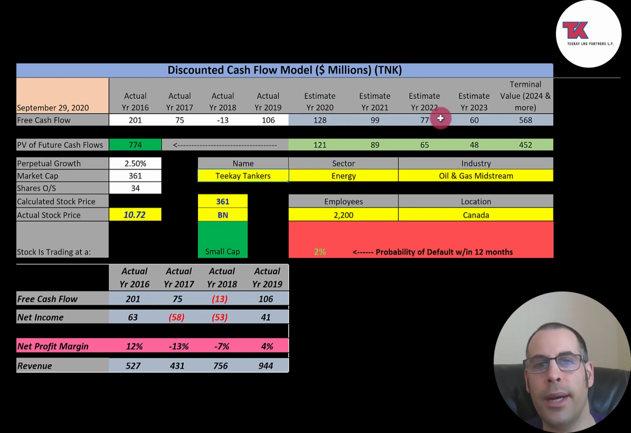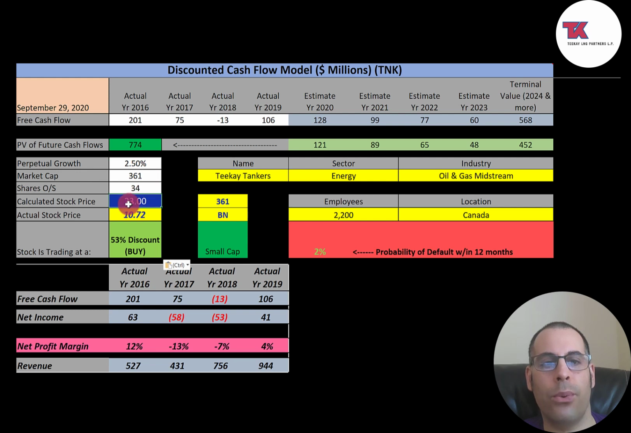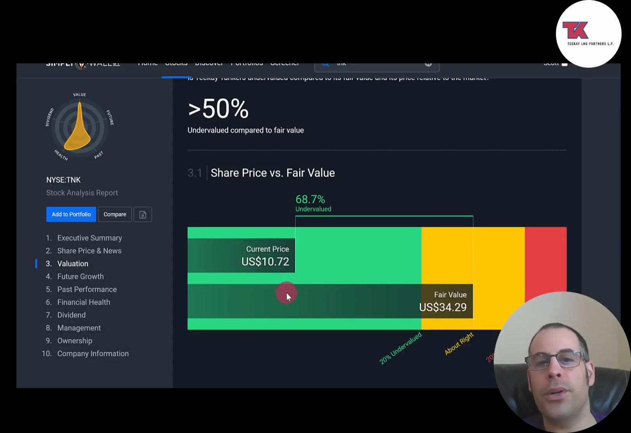We estimated 4 years of future free cash flows. We also estimated a terminal value, which is all cash flows past year 4, that's 568 million. We discounted these numbers back to today using the weighted average cost of capital. We get a value of the company of $774 million. We divide that by 34 million shares, and we get a calculated stock price of $23. They're trading at 10.72, so they're trading at a 53% discount. It's a strong buy according to the model. Simply Wall Street's even higher at $34 a share.